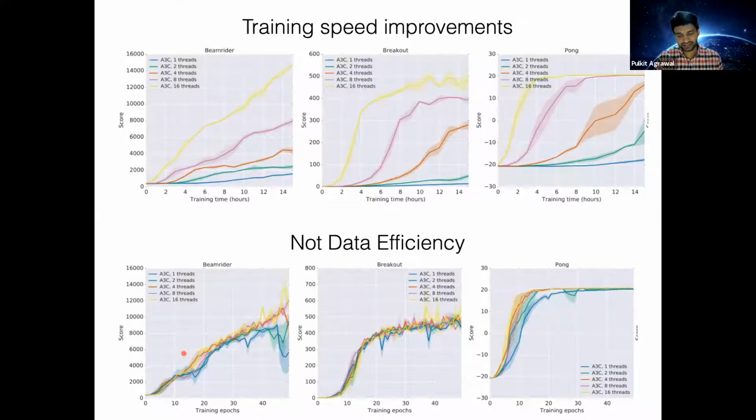So if something is in simulation, then it is very easy to parallelize across workers and gain on wall clock time. And this is one big advantage which some of these asynchronous methods have over methods which do not use multiple workers. So that's all I will cover in asynchronous methods.